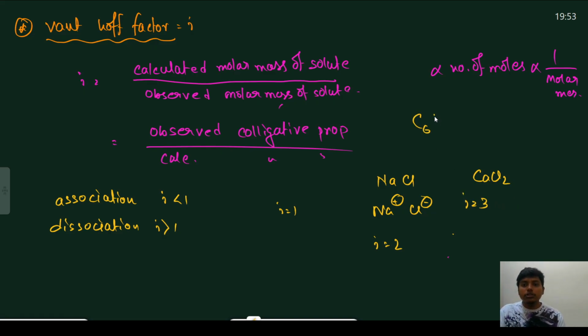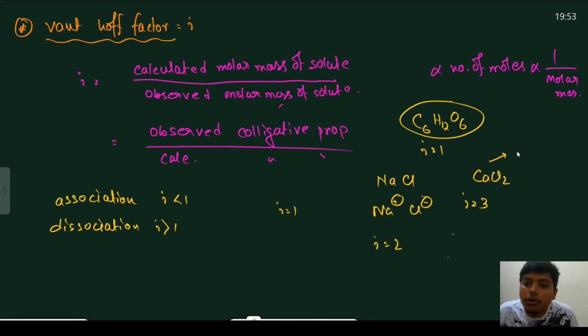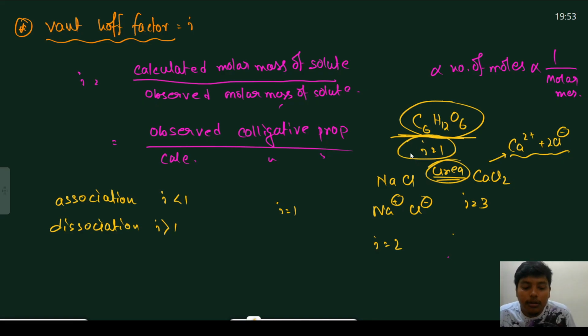What is the i value for glucose? Tell. Wrong. The i value for glucose is 1. It will not dissociate into ions. But calcium chloride dissociates into Ca2 plus and 2 Cl minus, so total 3 ions. Urea and glucose will not dissociate. So when these are given, the i value is automatically 1. Clear?